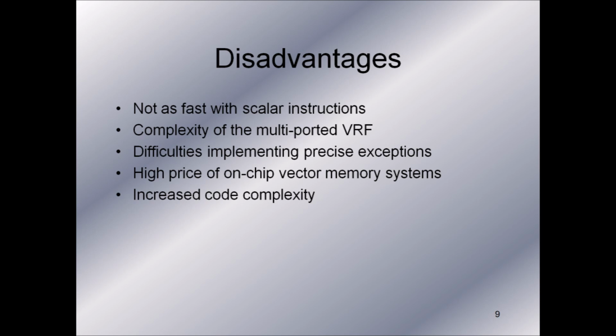Then the fourth point is the high price of the on-chip vector memory system. The price of the on-chip vector memory system is higher than any other processor, and this is the biggest drawback of vector processors. The last one is increased code complexity. If we use a vector processor in any code, we may get increased code complexity.